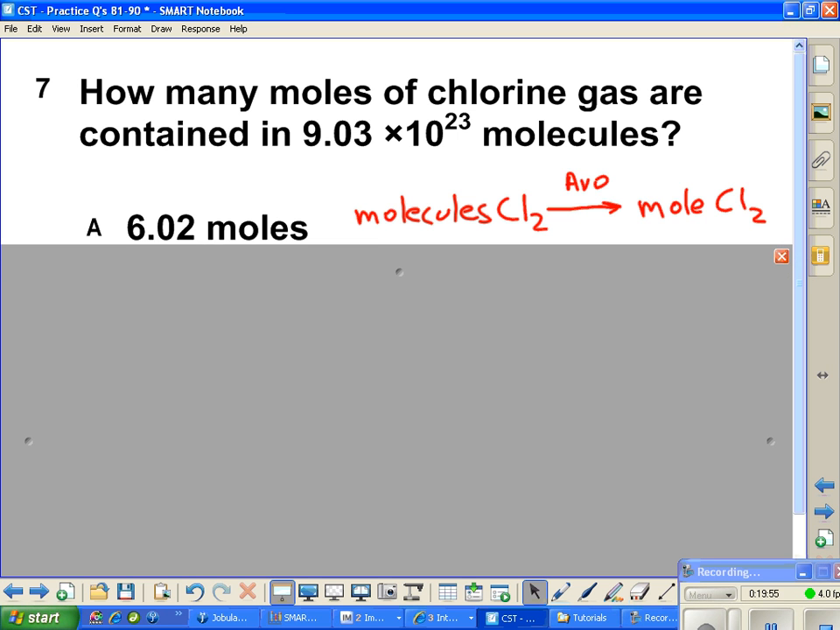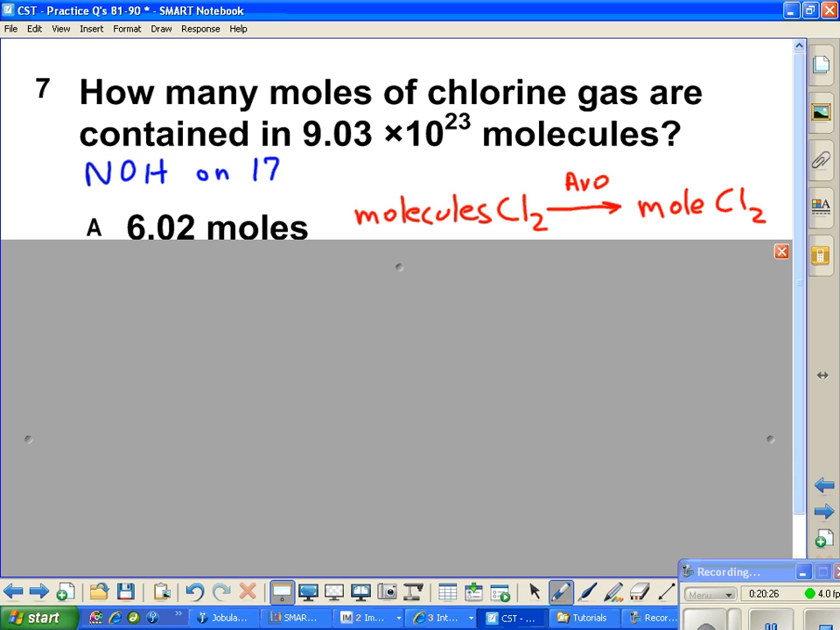It just so happens that because we don't have to mess with grams, we don't need to worry about chlorine being monatomic or diatomic, but this is good information to have for a question where you might be asked one of those. So what was my NOH on 17? Nitrogen, oxygen, hydrogen on 17. 17 is column 17 in the periodic chart. All of these guys are diatomic.